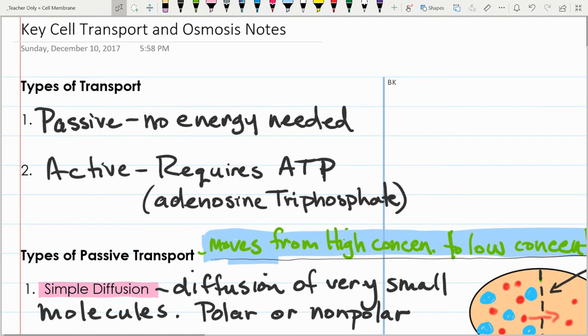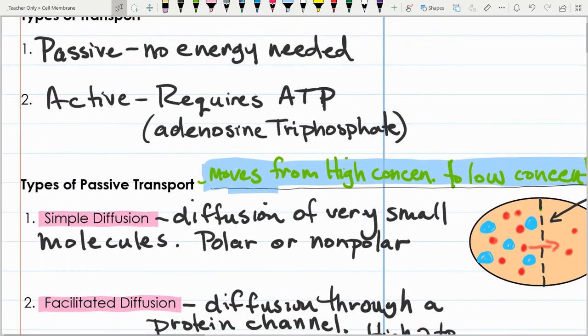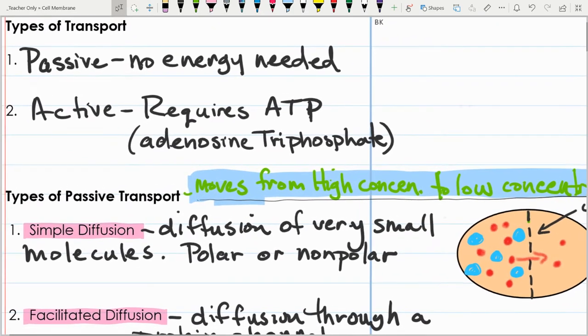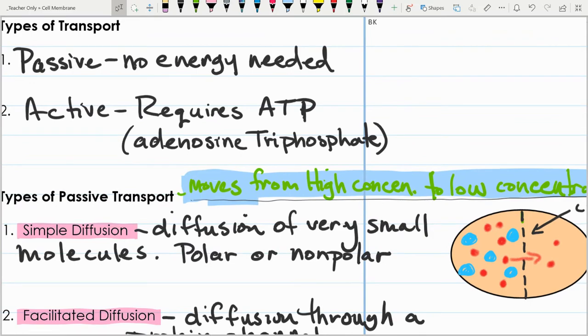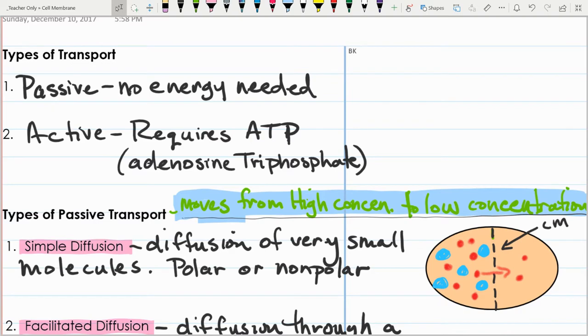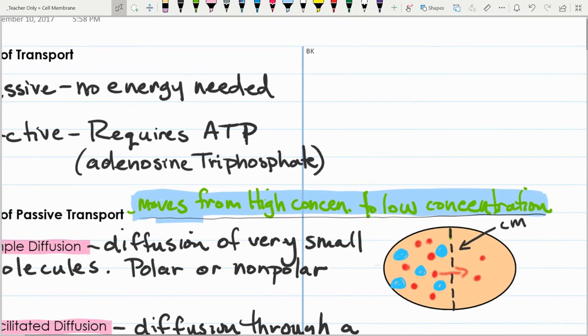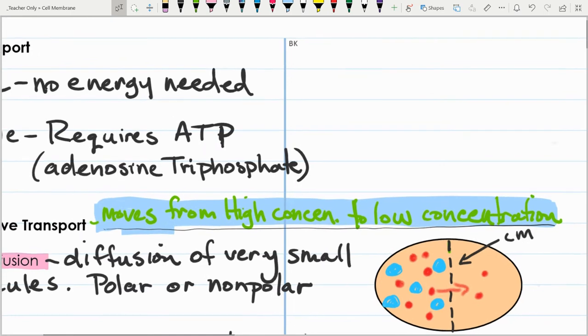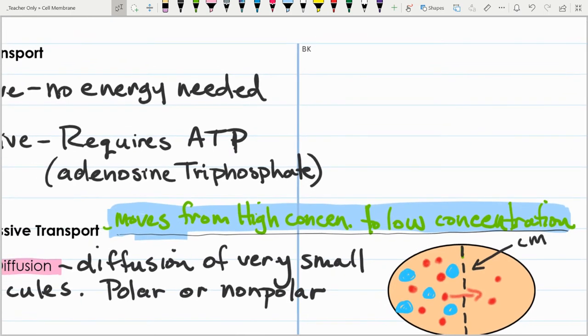There are different types of passive transport. The first one is simple diffusion. Now, because passive transport does not require any energy, why is that? Well, it's because these substances move from a high concentration to where there's a low concentration.